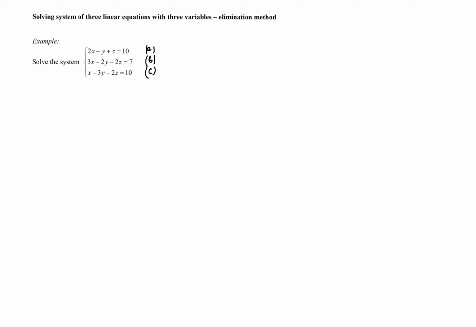We'll use equation A to eliminate variable y from the second equation. To do that, we'll have to multiply equation A by -2 and add it to the second equation, which is equation B. So if we multiply equation A by -2, we obtain the equation -4x plus 2y minus 2z is equal to -20.